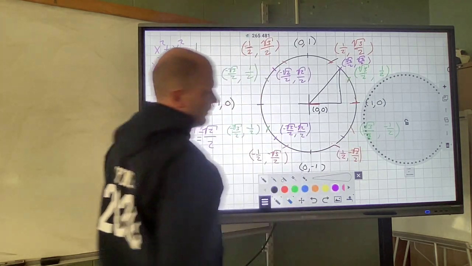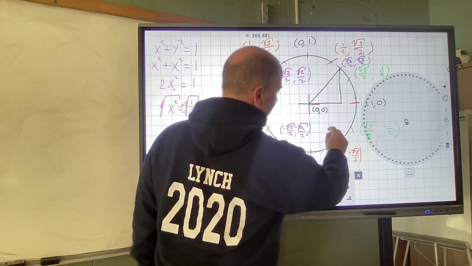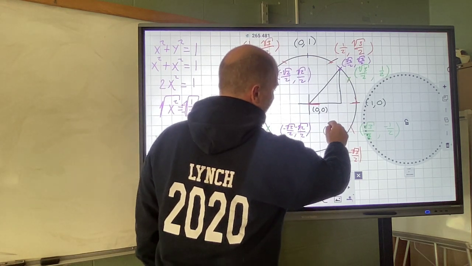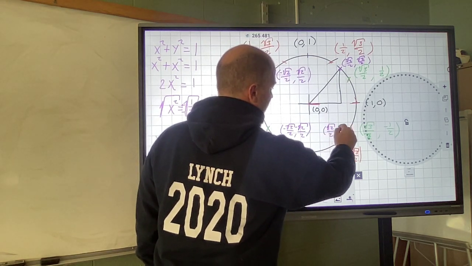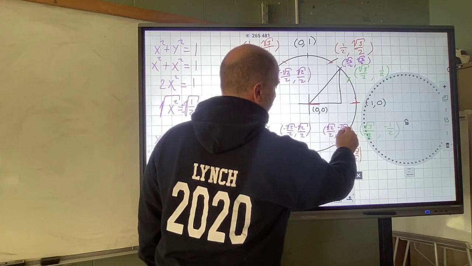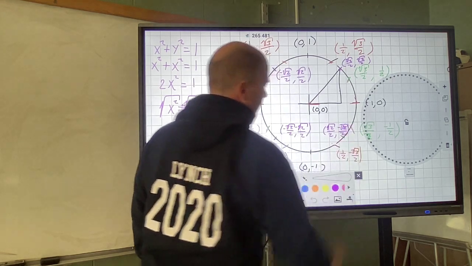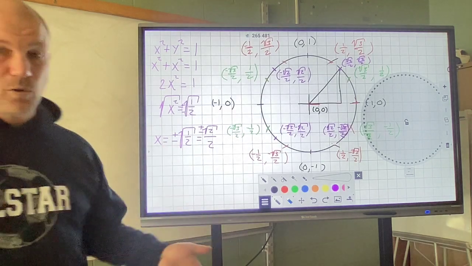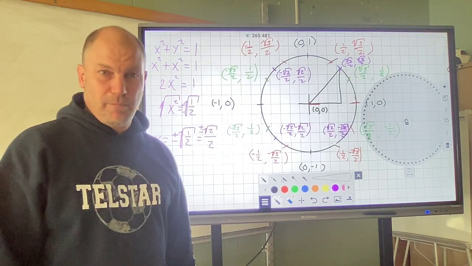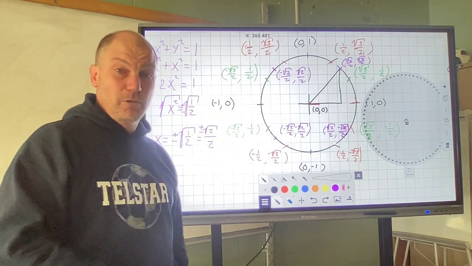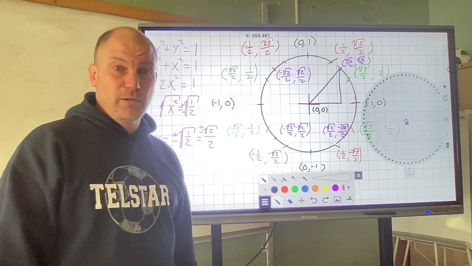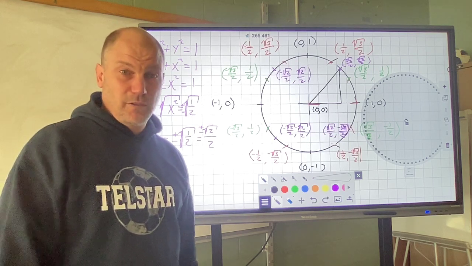And then we can come over here and do the last one and say that this one is, the x is positive, root 2/2, and the y is negative, root 2/2. And those are the coordinates of all the points that we care about. We're going to go back through in a moment and figure out the radian values for each one of these points.